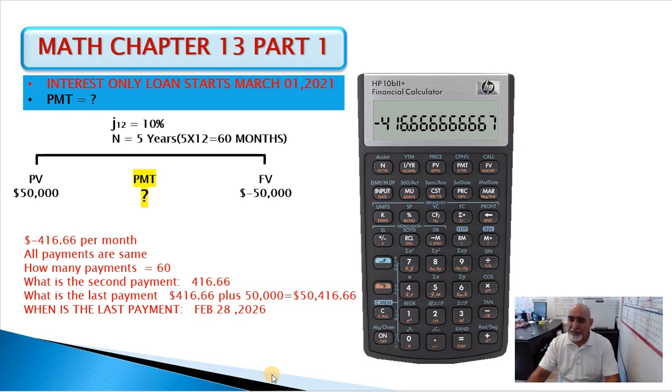How many payments? 60. What's the second payment? 416. What is the last payment? 50 plus 416. Okay, don't worry about when is the last payment. Okay, let's go to the next question.